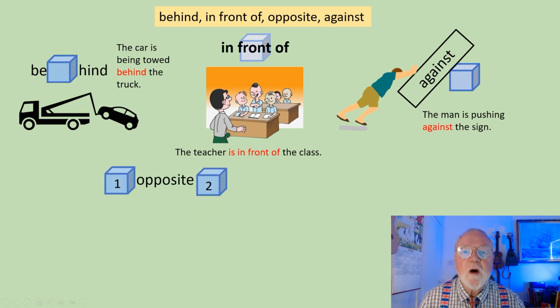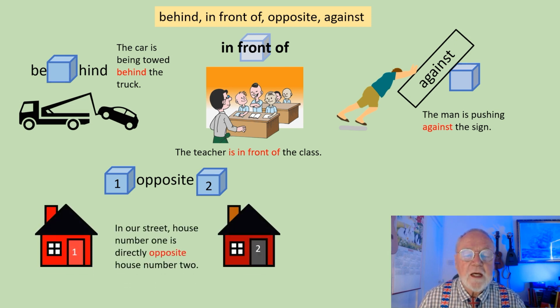And finally, opposite. Sometimes some people say opposite, but I think I say opposite. Opposite. And here's a good example. In our street, house number 1 is directly opposite house number 2. So in other words, when two objects face each other, we can say they are opposite.